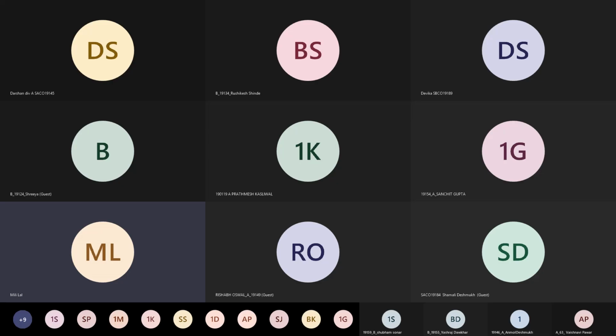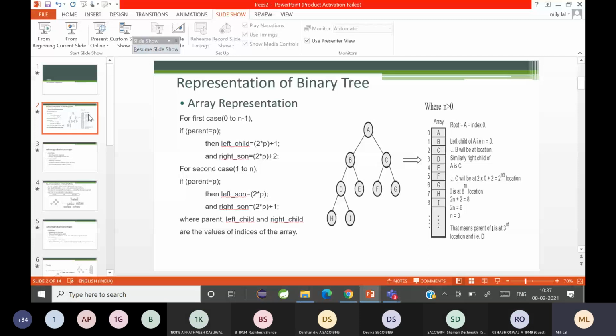So, yes, in the previous lecture, we learned about the representation of a binary tree. Can somebody tell me in what all ways can we represent a binary tree? We're using array and linked list. Array representation and linked list. Okay. Can somebody tell me the advantages of using array?